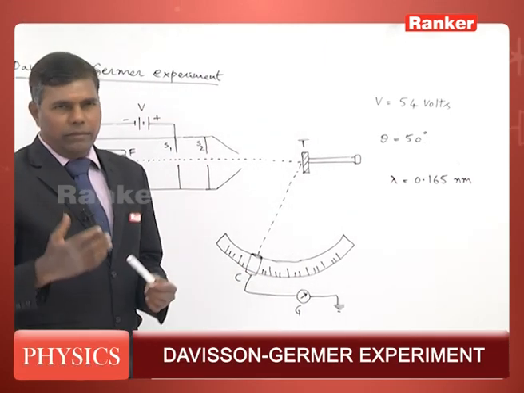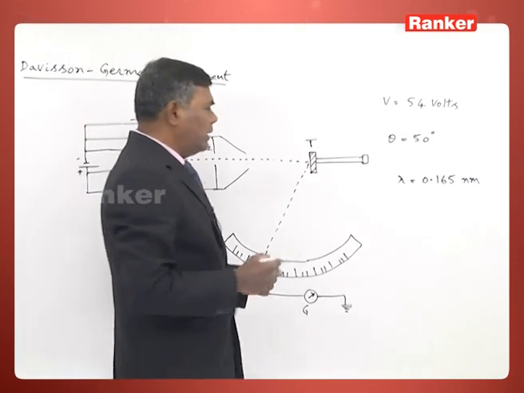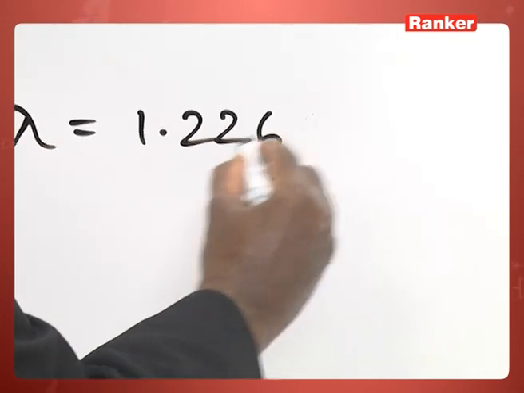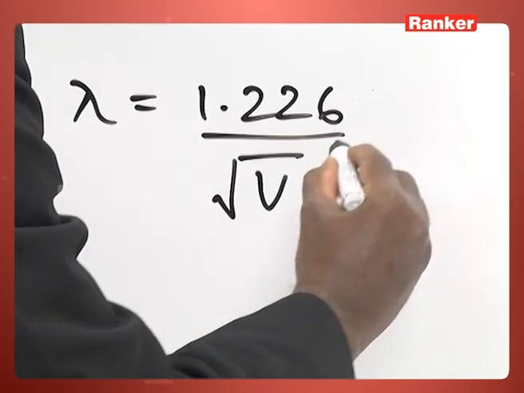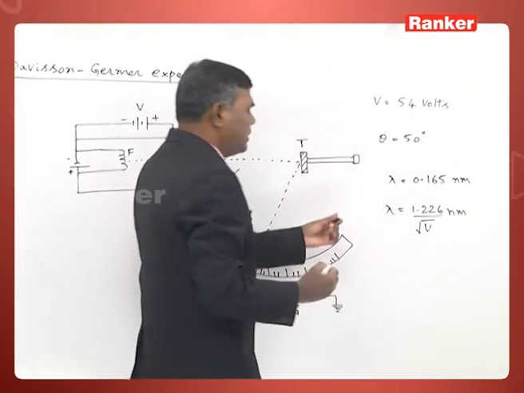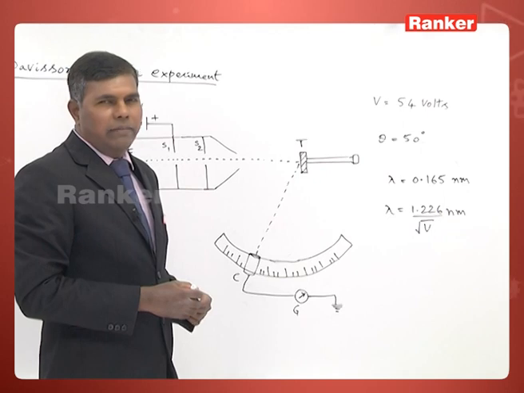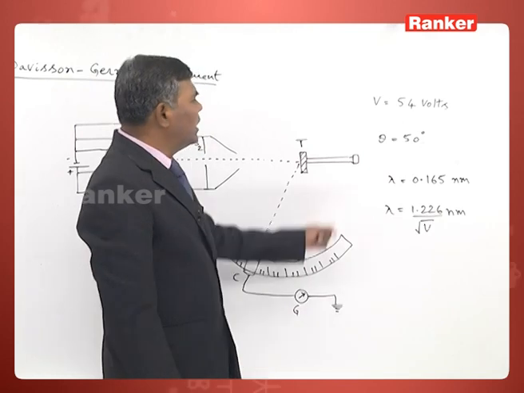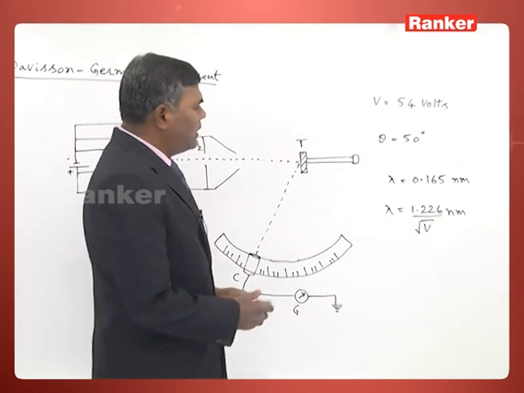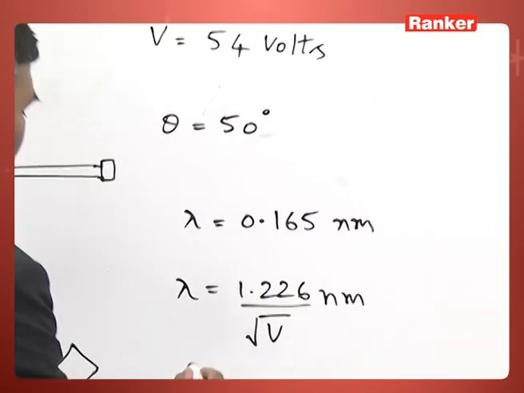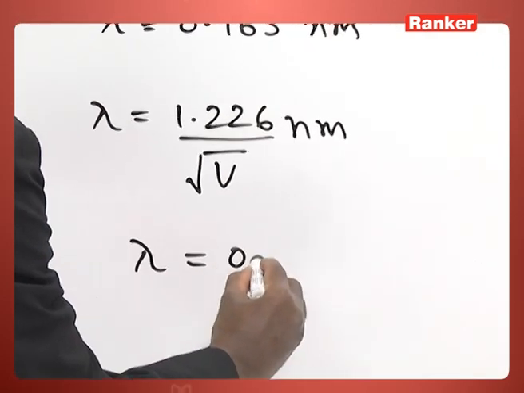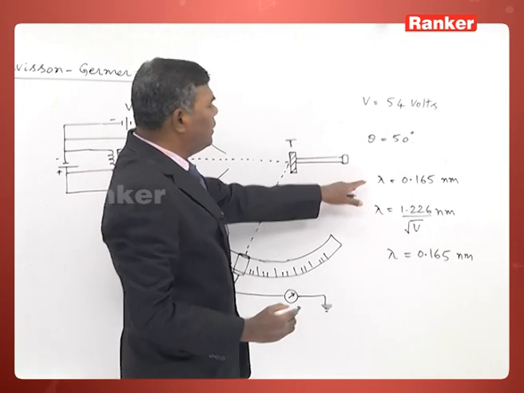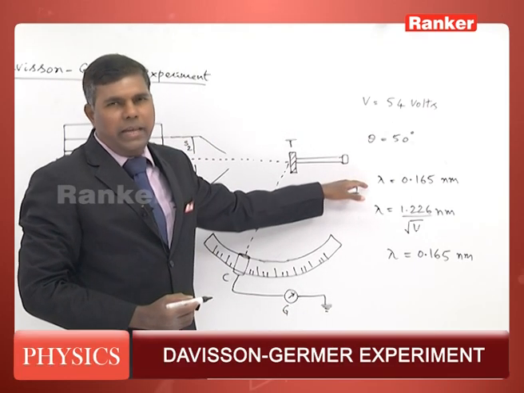Now, on the other hand, if we use the matter waves concept, the wavelength of matter waves lambda is given by 1.226 divided by the square root of V nanometers, that we have seen in the previous topic. The wavelength of a matter wave is given by that expression, and V stands for the applied potential difference. Here in this case, the V value is 54. If I substitute 54 in place of V, what I get is lambda equal to 0.165 nanometer, which is exactly equal to the value we obtained using the diffraction principle.